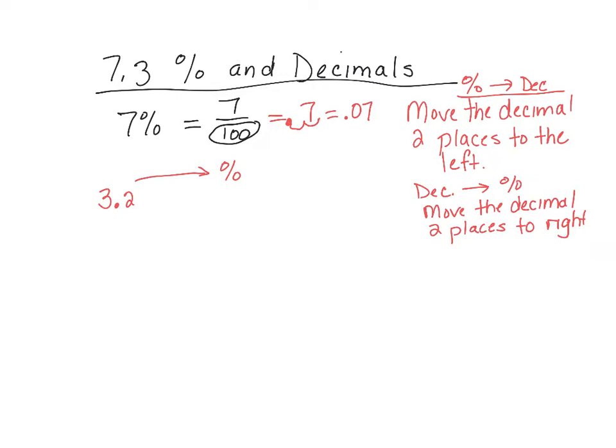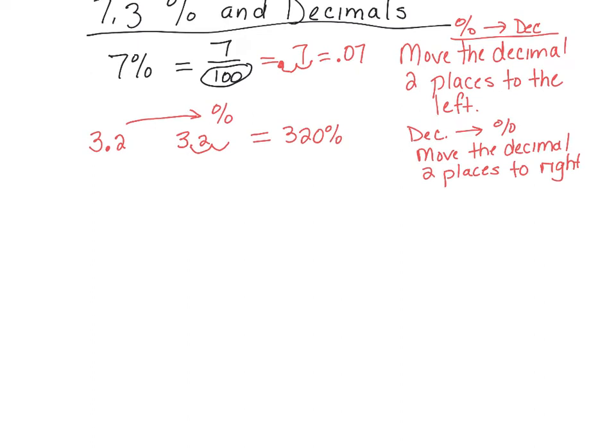So when you move this, you can see the decimal on this one. You take 3.2 and you've got to move it two places to the right. So what would this be as a percent? What would that be, Haley? 320%. Right.